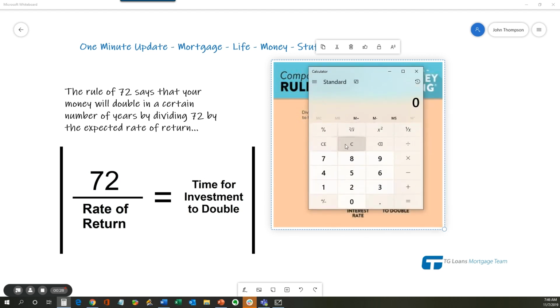Let's say your rate of return is 8%. So you've got 72 divided by 8 equals 9 years. So it's going to take 9 years for money to double. All right, so that's the rule of 72. It can be used in a lot of different areas, a lot of different ways.